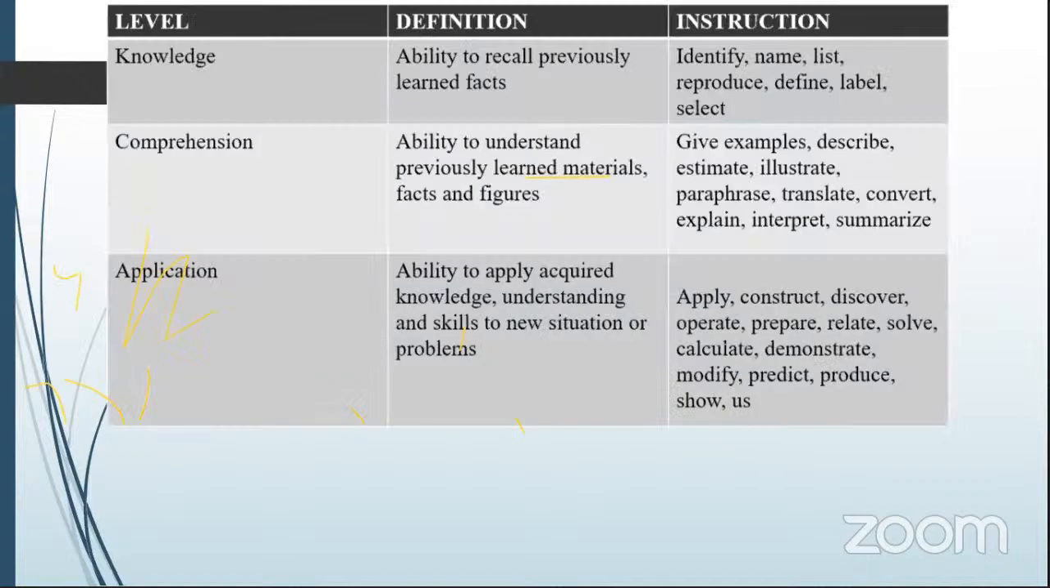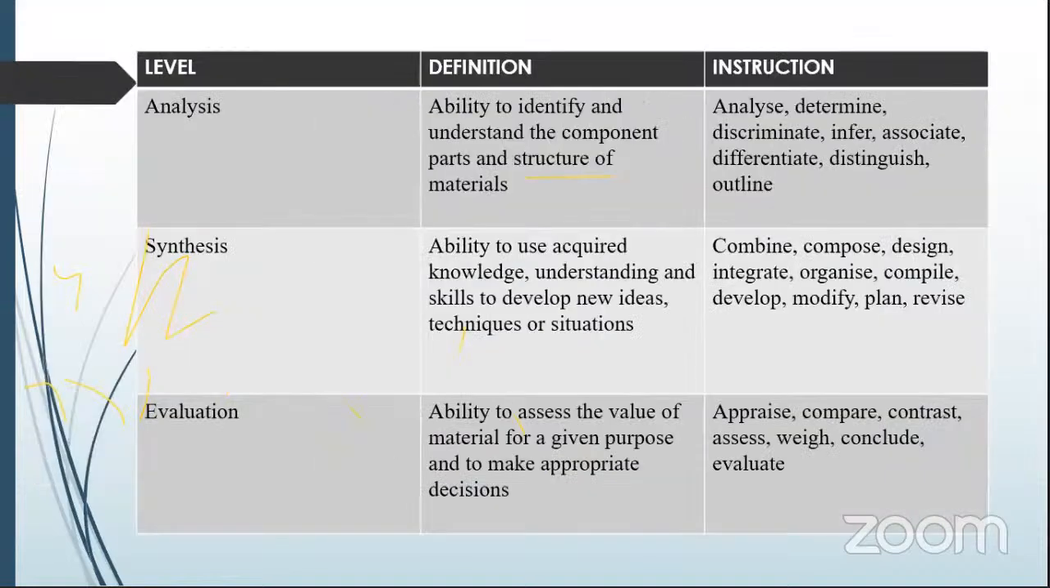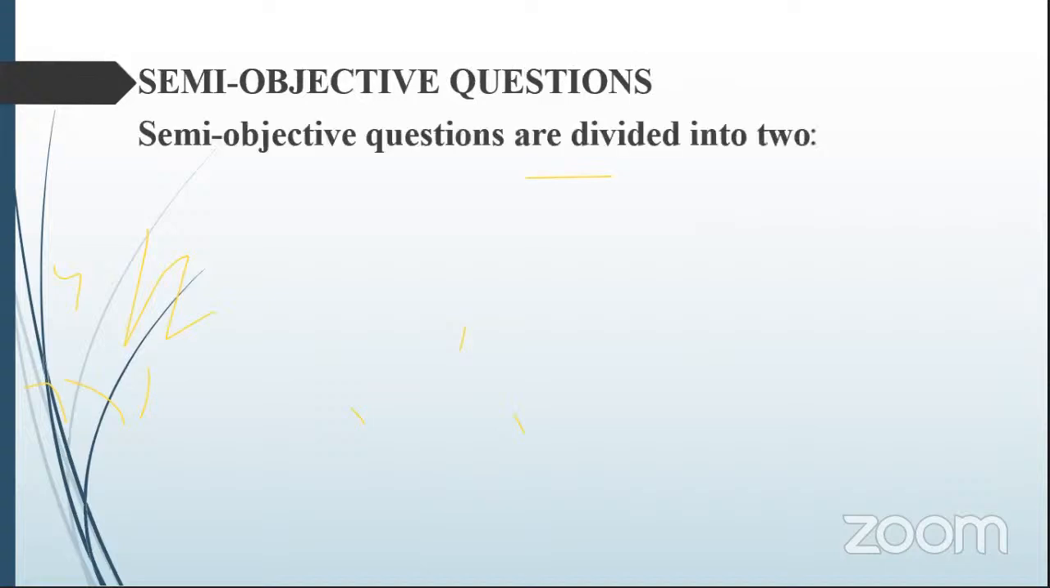That is what we have there. I'm sure we can see the levels, the 6 levels, starting from the first one up to the last one, evaluation there. And within objective questions, we also have now the semi-objective questions, which are also divided into 2.